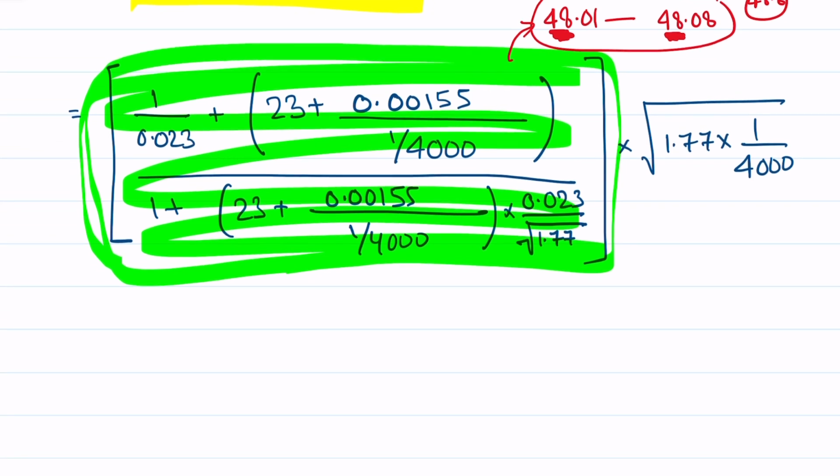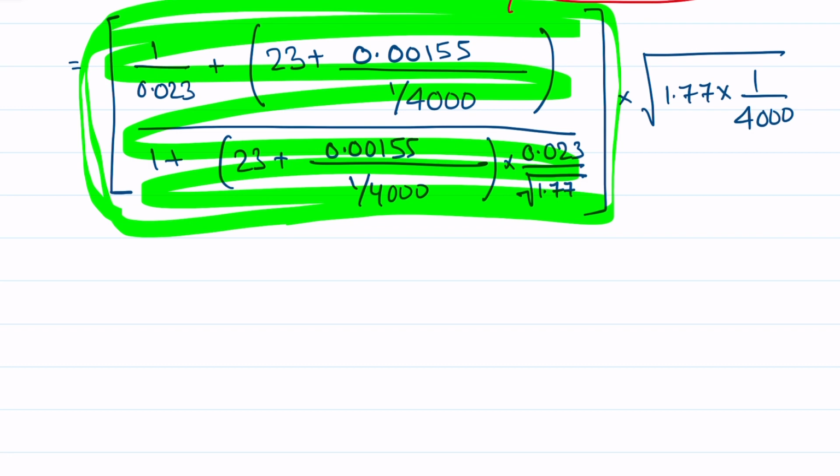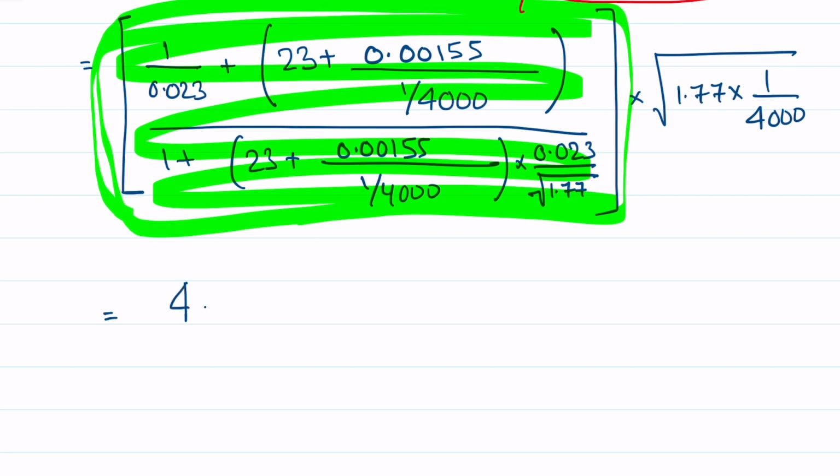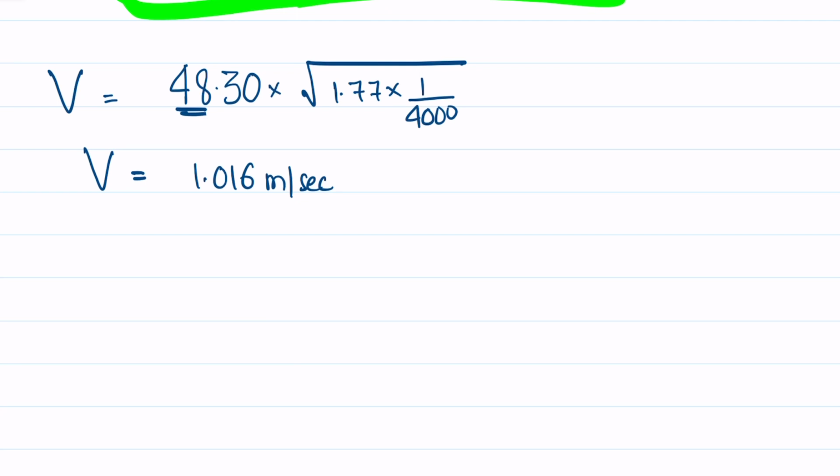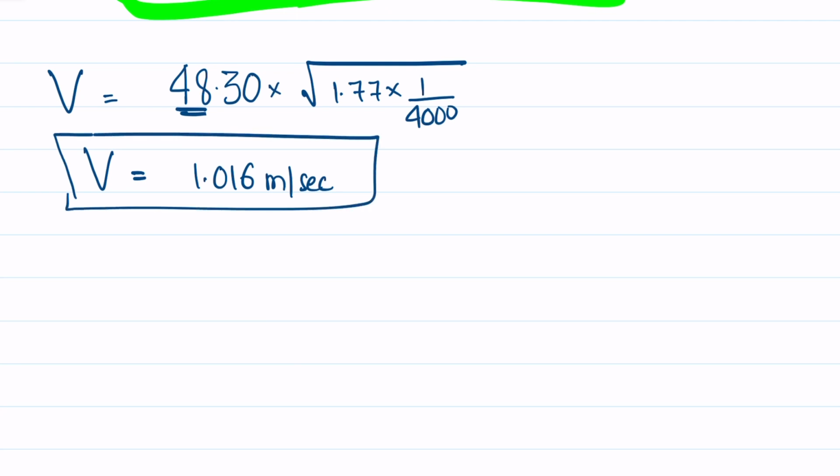If you solve here, this value will come out to be 48.30. Just check if you are getting this value. If you're getting around 48 point something, like 48.6, again, it's within the acceptable range. Then 1.77 into 1 by 4000. This is the actual velocity. Now solving this, the actual velocity value will come out to be around 1.016 meter per second.